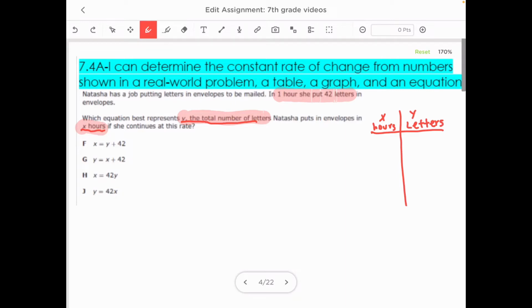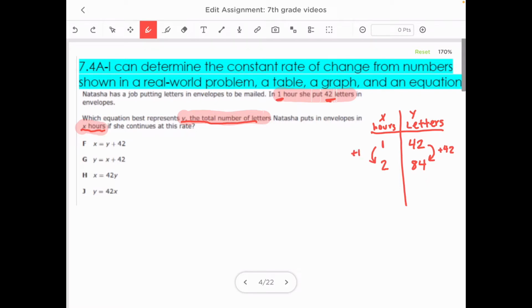Now, we're going to go ahead and start filling in this table. So we're going to start with the numbers that they gave us. In 1 hour, she puts 42 letters in, okay? In 2 hours, she's going to double the number of letters that she put in. So 42 plus 42, that gives me 84. So here I increased by 42, and over here I increased by 1.